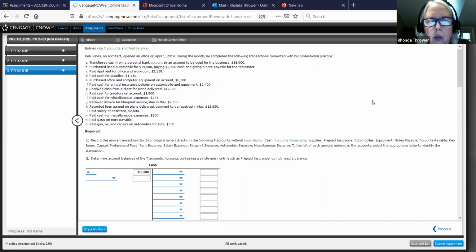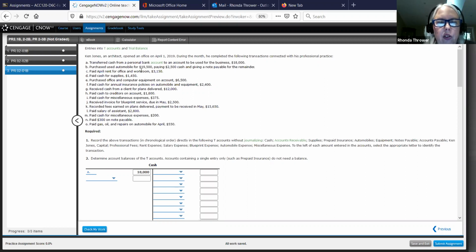My credit was to the capital account for transaction A. Both accounts are $18,000. Both accounts in this situation are increasing. My assets went up by a total of $18,000. My owner's equity went up by a total of $18,000. We are in balance.